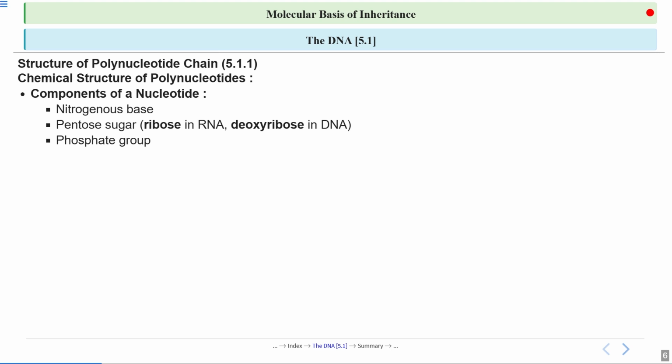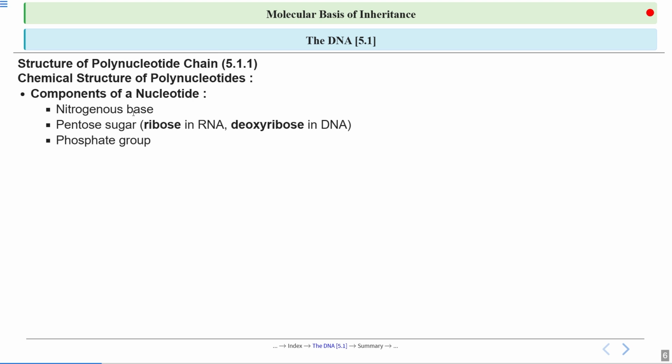Now, what are the different components of this nucleotide? First component is the nitrogenous base. What is this nitrogenous base? These are of two types, purines and pyrimidines, and we will talk about that in an upcoming slide. But right now, you should know that a nucleotide, which is the basic building block of any nucleic acid, DNA or RNA, has three components, and one of the components is the nitrogenous base. Then they have pentose sugar.